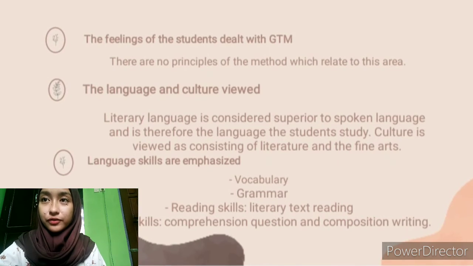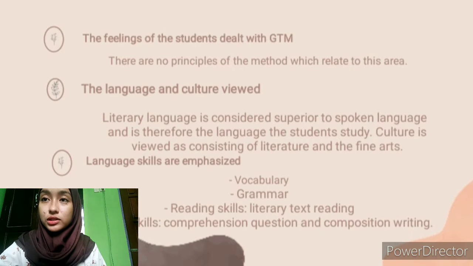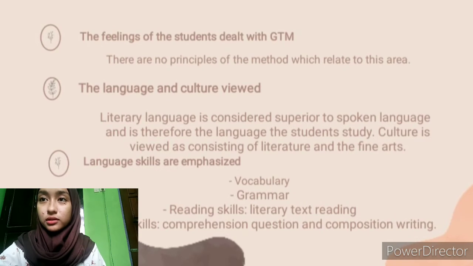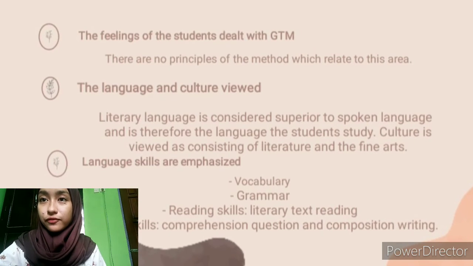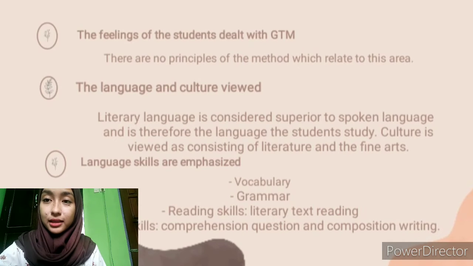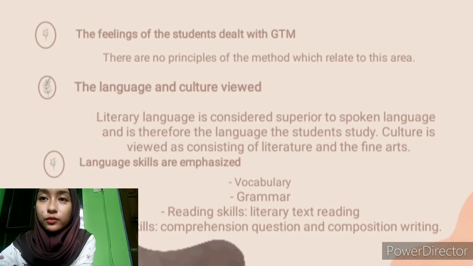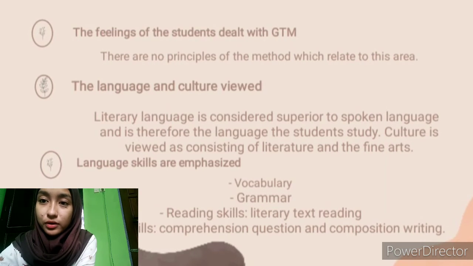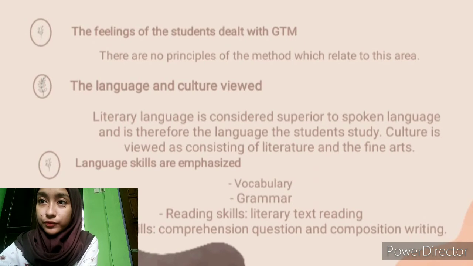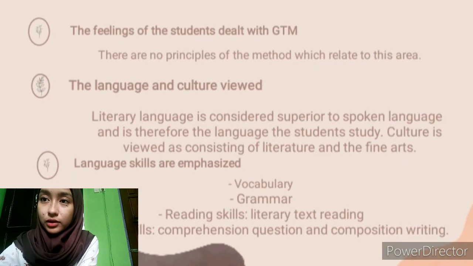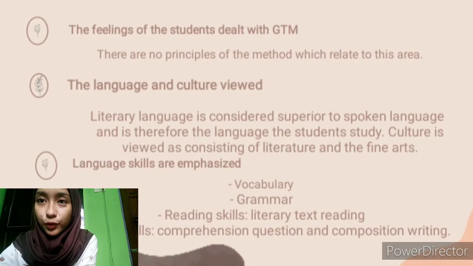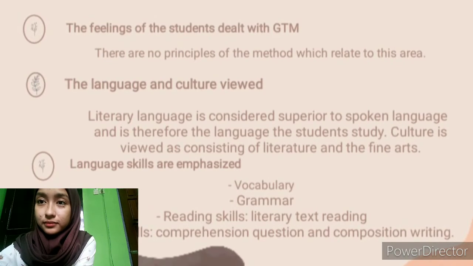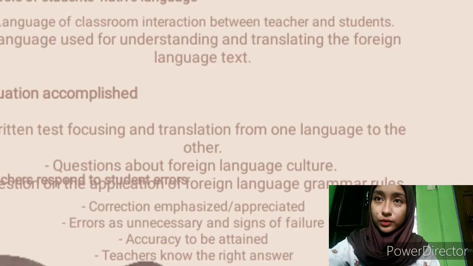Next, the language and culture view in GTM. Literary language is considered superior to spoken language and is therefore the language the students study. Culture is viewed as consisting of literature and the fine arts. Language skills are emphasized. What language skills are emphasized in the grammar translation method? First vocabulary, second grammar, third reading skill, literary text reading, fourth writing skill, or comprehension questions and composition writing.